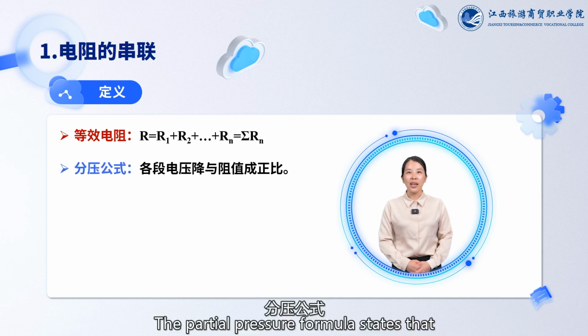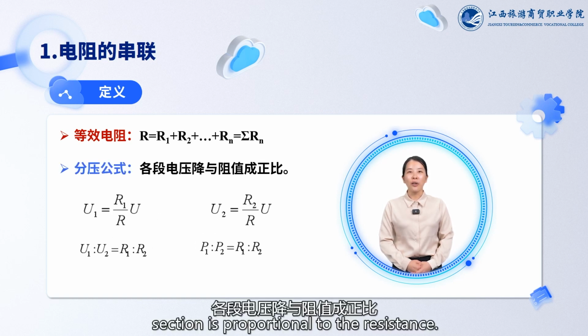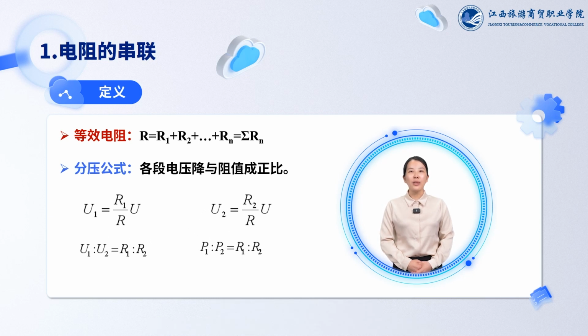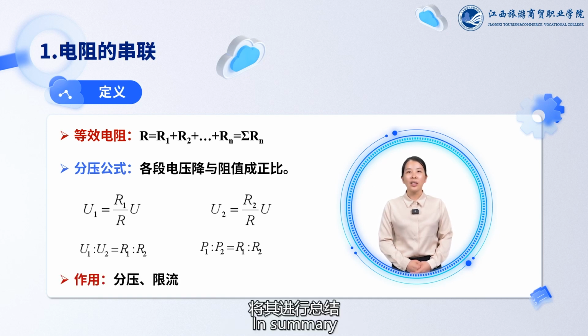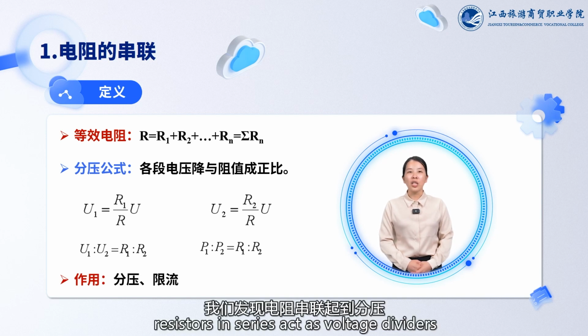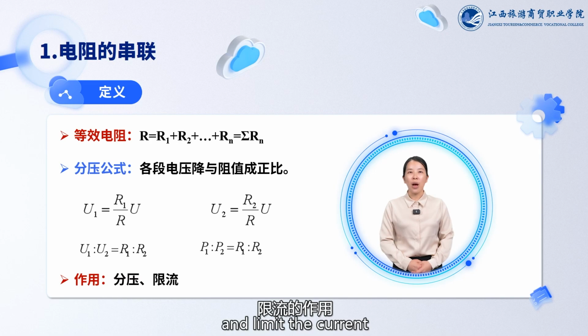The voltage divider formula states that the voltage drop of each section is proportional to its resistance. U1 equals (R1 over R) times U. U2 equals (R2 over R) times U. So we can infer that the ratio of U1 to U2 equals the ratio of R1 to R2, and the ratio of P1 to P2 equals the ratio of R1 to R2 as well. In summary, resistors in series act as voltage dividers and limit the current.